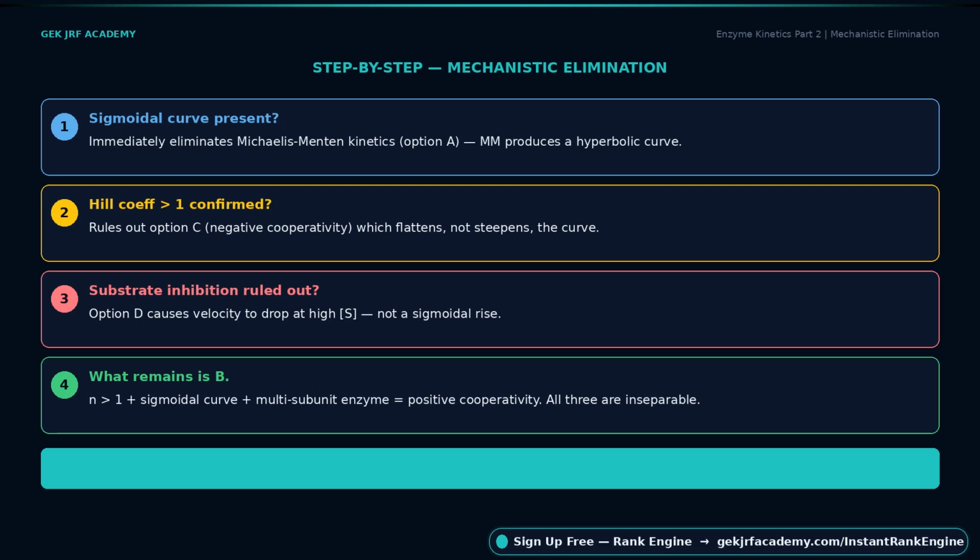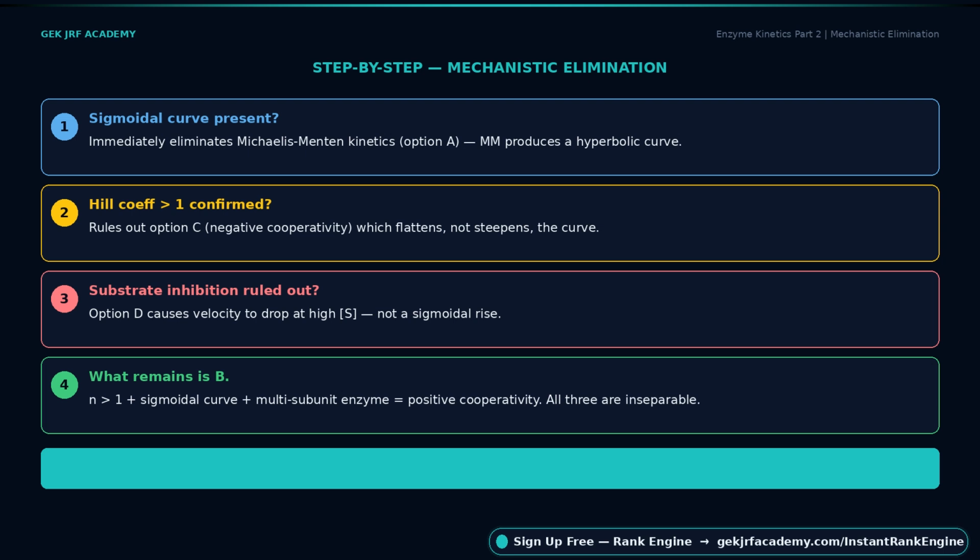Step 1. The question gives you a Hill coefficient of 2.8 and a sigmoidal curve. Both together eliminate option A immediately. Michaelis-Menten kinetics produces a hyperbolic curve, not sigmoidal, and has a Hill coefficient of exactly 1. Step 2. Eliminate option C. Negative cooperativity produces a flatter, more hyperbolic curve, not a steeper sigmoidal one.